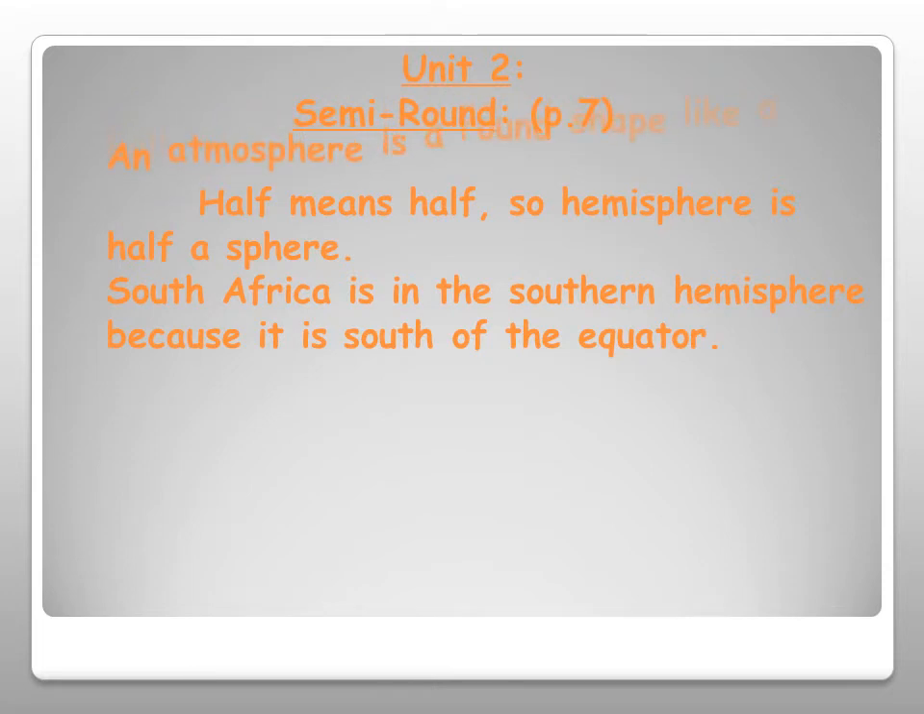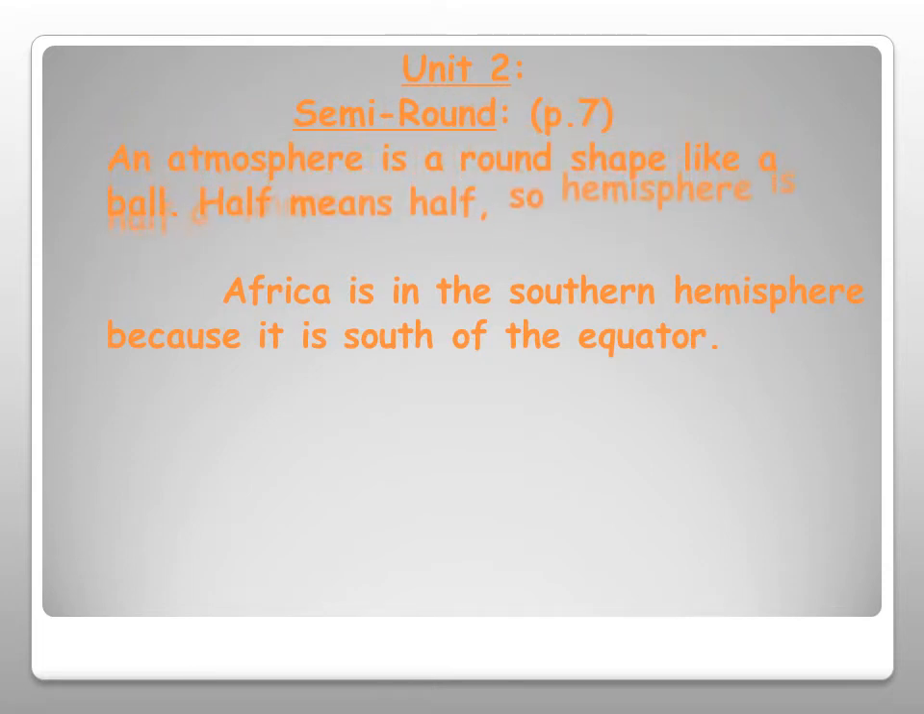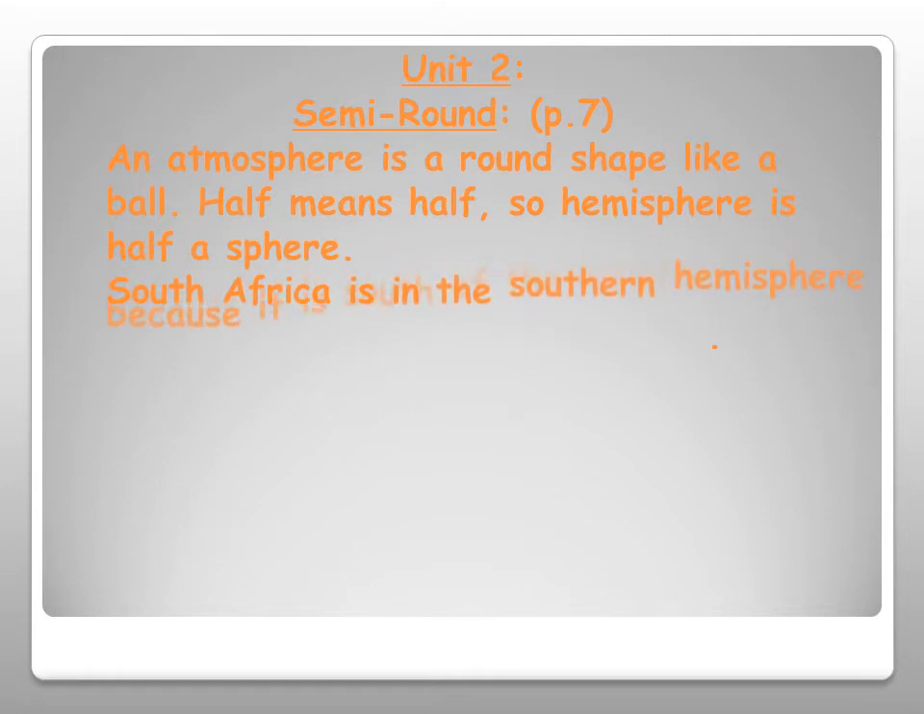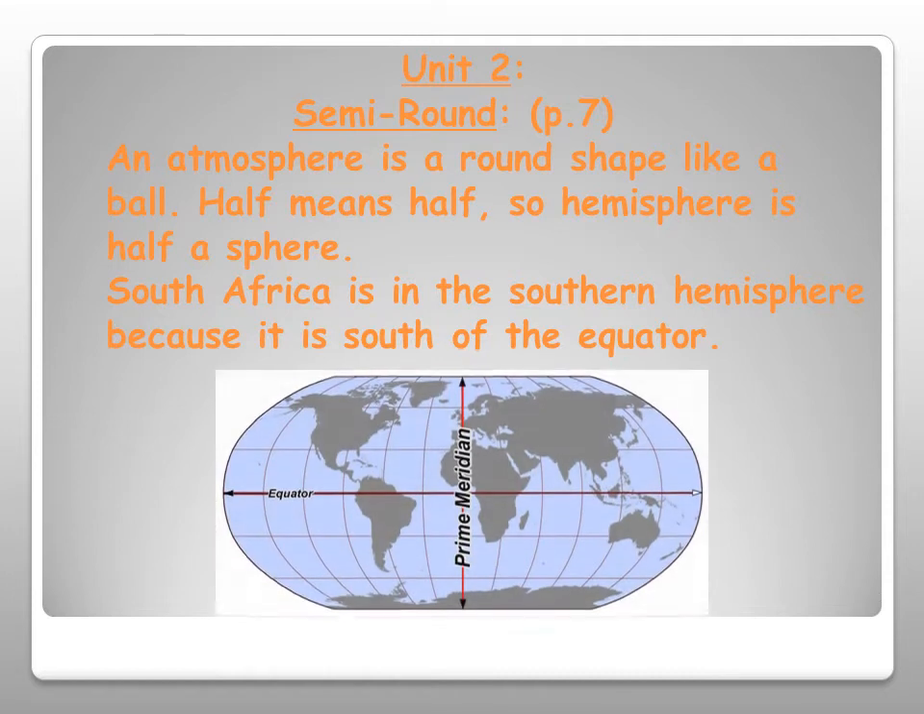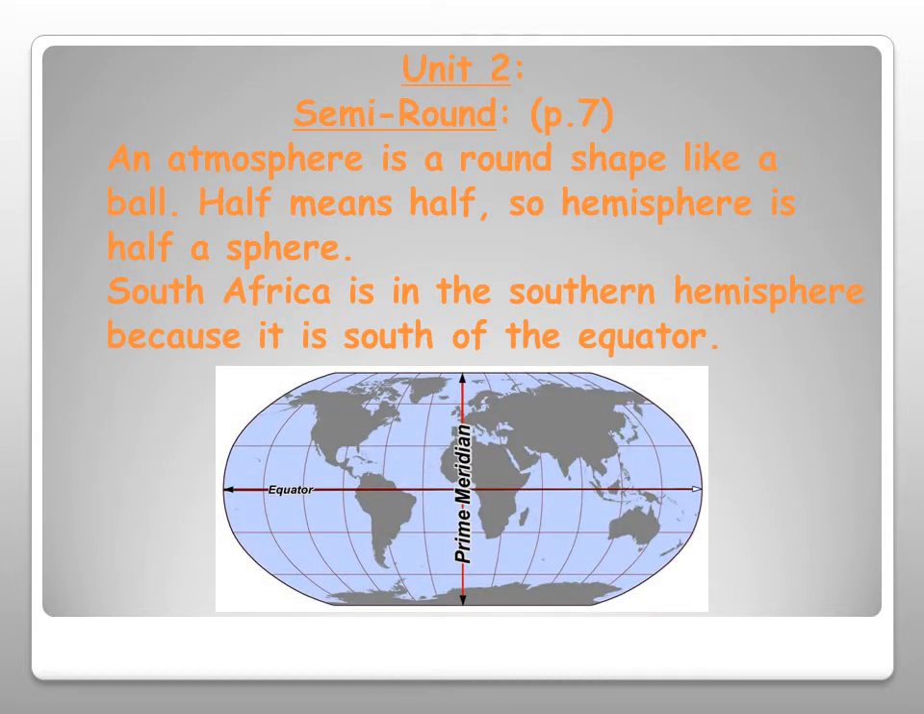Unit 2, the hemispheres. You can look on page 7 if you want to follow in your book. A sphere is a round shape, like a ball. Hemi means half, so a hemisphere is half a sphere. South Africa is in the southern hemisphere because it is south of the equator. As you can see on this little map I put up for you, the prime meridian, that is your Greenwich, and the equator, which runs from the west to the east or east to west, divides the earth into a north and a south pole. And there you see South Africa lying on the south side of the equator.